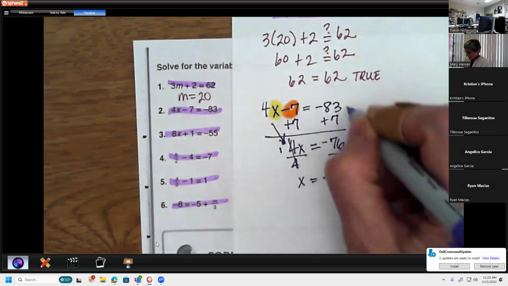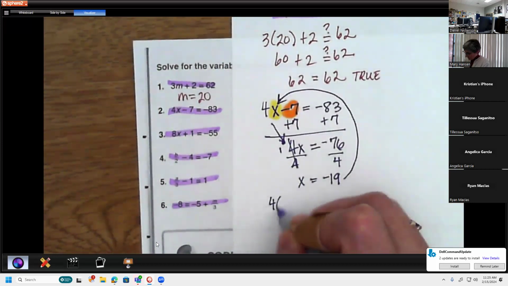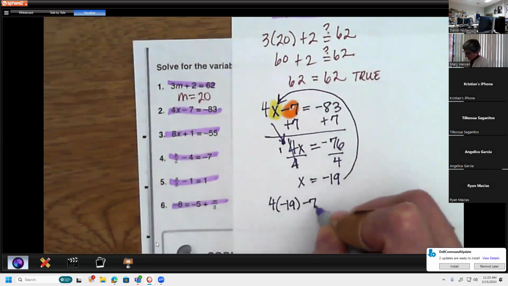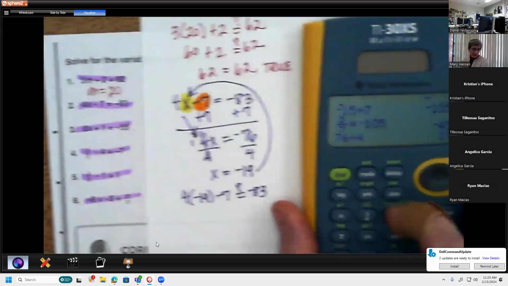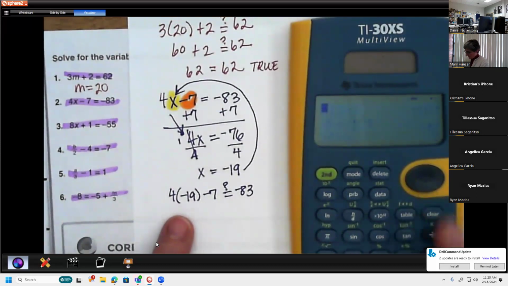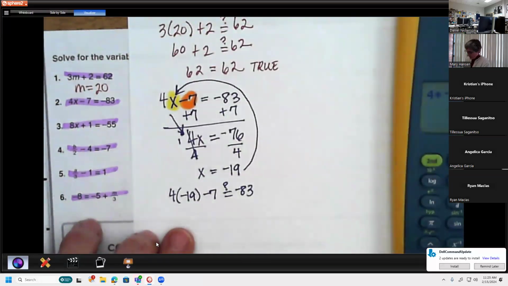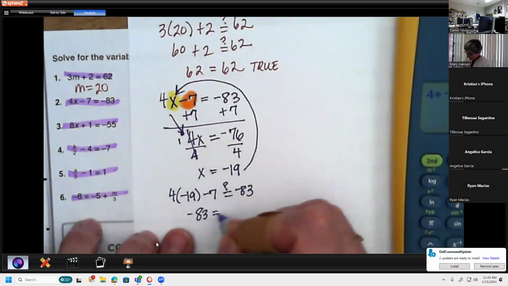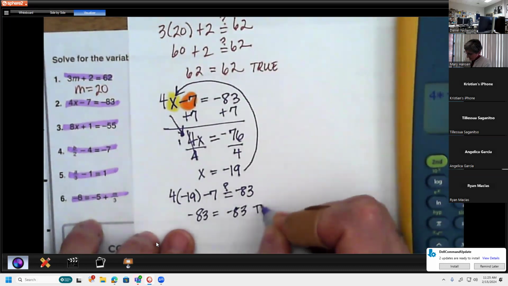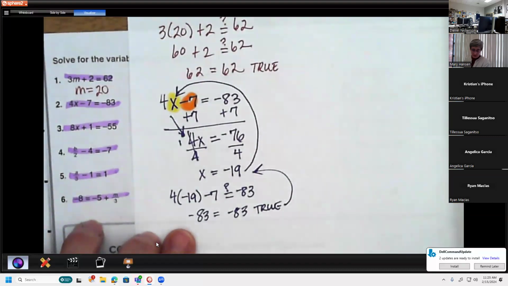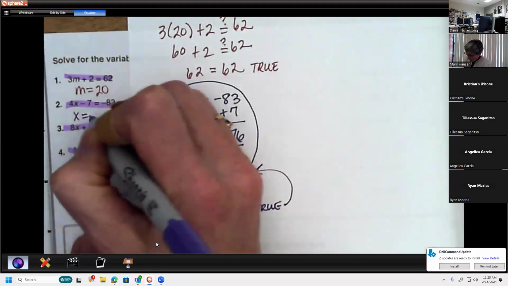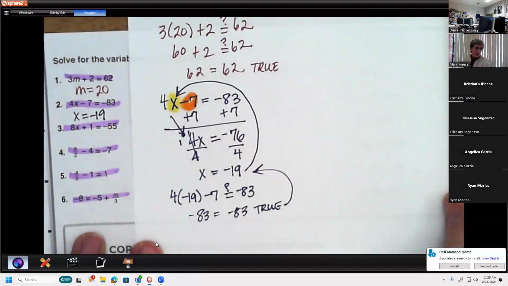And again, we could go back. We could say 4 times -19 minus 7, is that equal to -83? And this one, I'm just going to plug it in the calculator. 4 times -19 minus 7 is in fact -83. That's true. So that means that answer should be a good answer. So x equals -19 should be our answer for number 2.